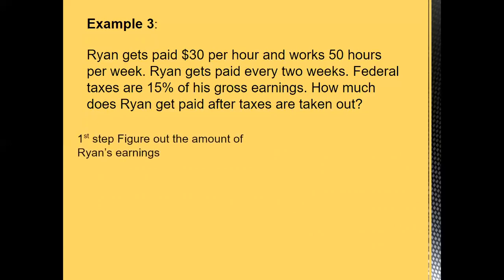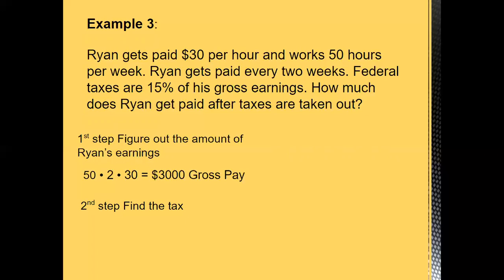Step 1, let's figure out the amount of Ryan's earnings after 2 weeks. To do that, I need to take that 50, because I know he works 50 hours per week, but I need to multiply it by 2 because he gets paid every 2 weeks. So he's really getting paid on 100 hours worth of work. Then I multiply that by 30 because he gets paid $30 per hour. That gives me a gross pay of $3,000. So Ryan gets paid $3,000 every 2 weeks. The next step I need to figure out is how much tax Ryan pays.